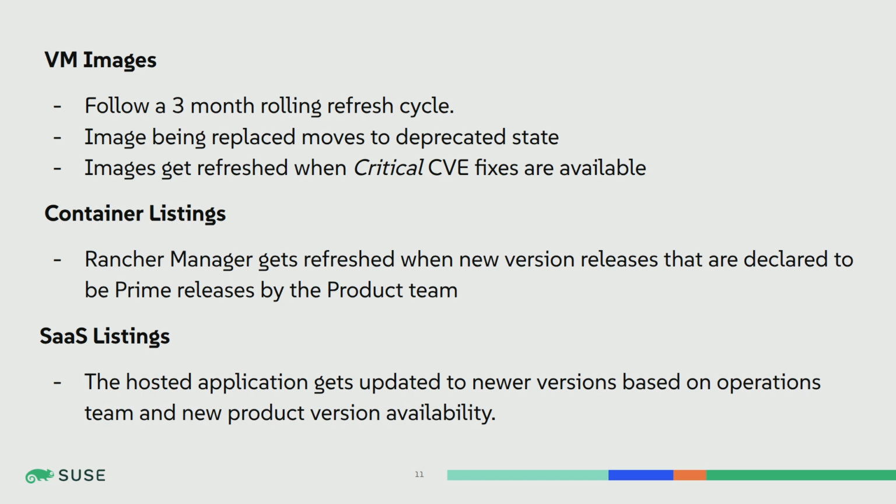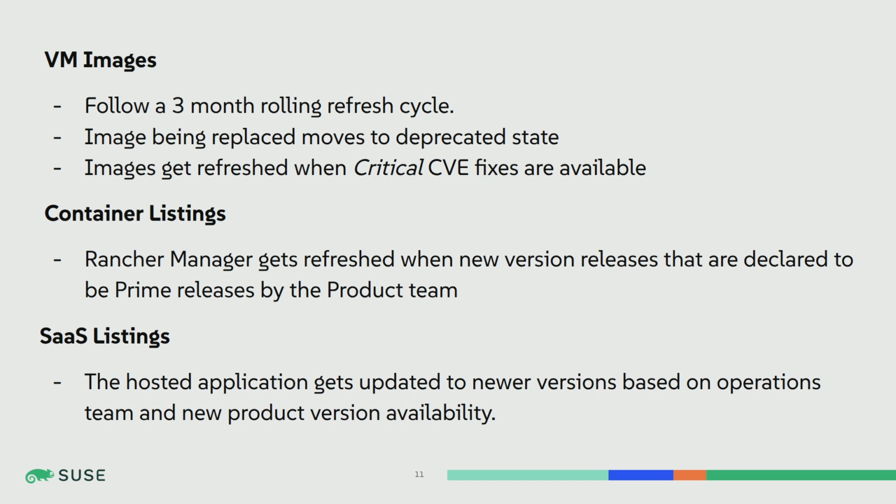The container listings usually get replaced when the new version of Rancher Manager gets released, and that release is designated as a Prime release, right? So Rancher Manager has the upstream releases, which are the community releases you can pick up from GitHub. Not every one of those releases is designated as a Prime release. So if it's not designated as a Prime release, we will not put it into the cloud, right? And then the SaaS listings, obviously they're hosted listings, and we manage the back end. And that gets updated as we see fit.